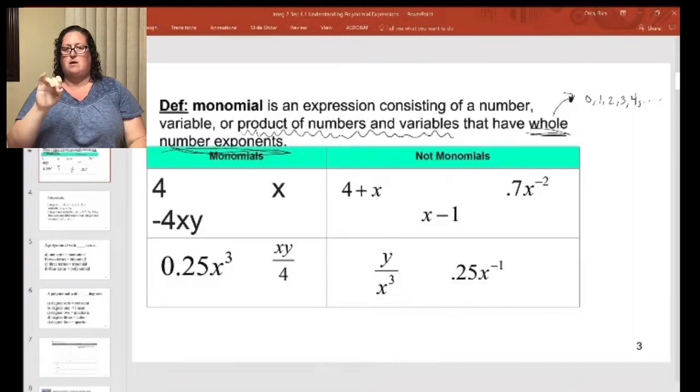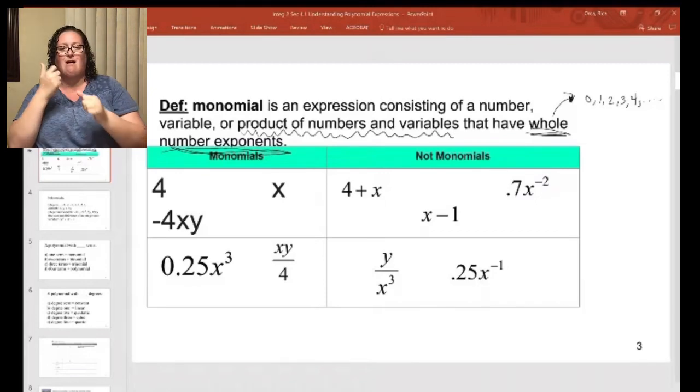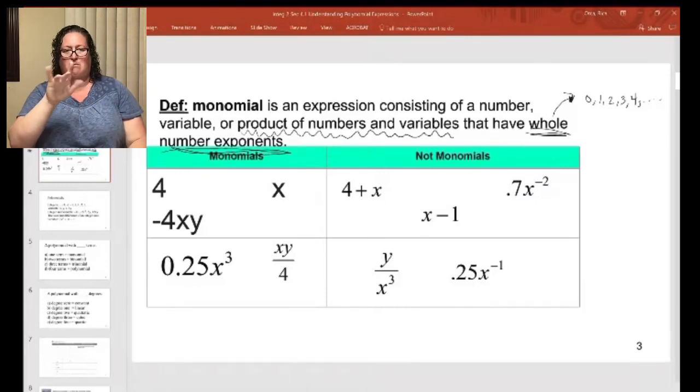If you look at the left column, we have the number 4. 4 is a monomial, and so is x. 4 is a number, x is a variable. Now, if we wanted to multiply a number and a variable, that's perfectly fine, because in the definition, it states that the product of numbers and variables are also monomials. So, for example, negative 4xy.